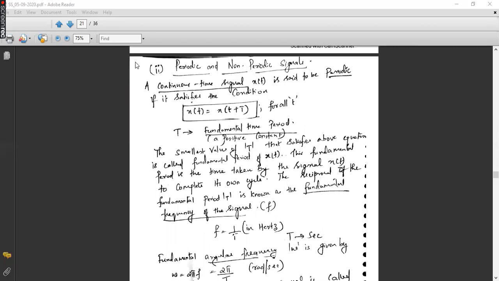Good. X of 1 is equal to x of 6, which means the signal at 1 is going to be equal to the signal at 6. Similarly, if you substitute t equal to 2, x of 2 is equal to x of 7, because capital T is going to be constant. It is 5. Assume it as 5. So 2 plus 5 becomes 7. Whatever signal you have at t equal to 2 is the same as at 7.